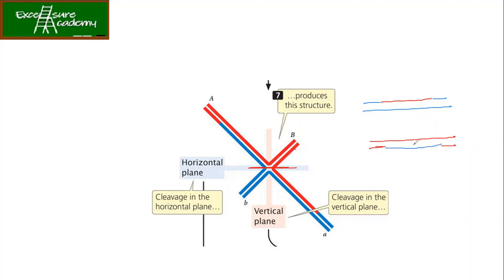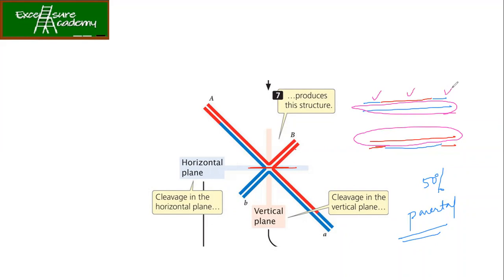Now here you can say that 50% of the parental copy is present, because this strand and this strand are completely parental. Correct? And if you see here, a small blue, a small red, a small blue, and because of this, it is also known as patch. Okay, able to follow, guys?